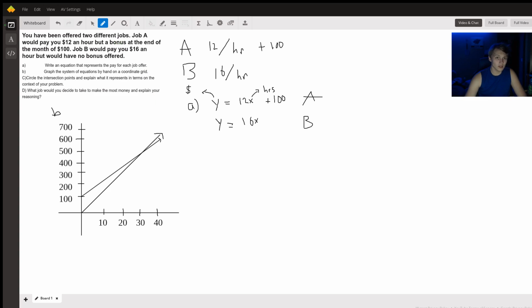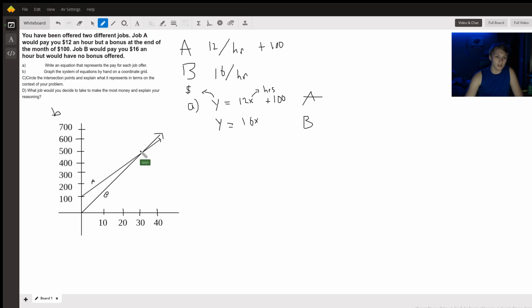Like I said, this question really depends on how many hours you work. If you work 10 hours, for example, this is B and this is A. So if you work 10 hours in a month, then working position A would be better. The fewer hours you work, the more that bonus is like an oomph. The more of a percentage of your total that bonus is. Well, fine, that's part B.